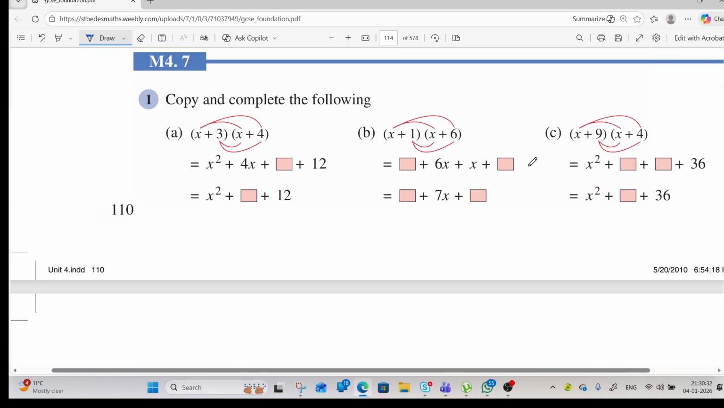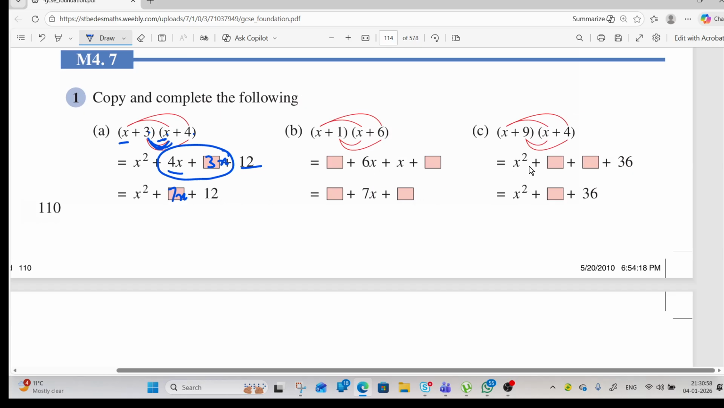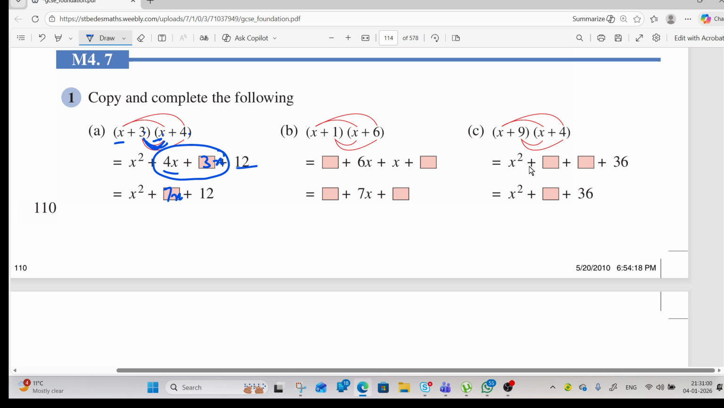Now we can complete these. First we multiply first terms, x times x is x square, which is already written there. Then we do x times 4, which is 4x. Then inner terms, 3 times x is 3x. Then last terms, 4 times 3 is 12. So 4x plus 3x is 7x. These two are like terms, so they can be added. Here first we multiply... I'm back. First.